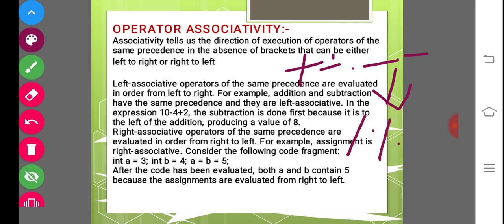Divide, modulus operator, and multiply have the next priority. After this, which has the lowest priority? Plus and minus. Now, what is associativity?